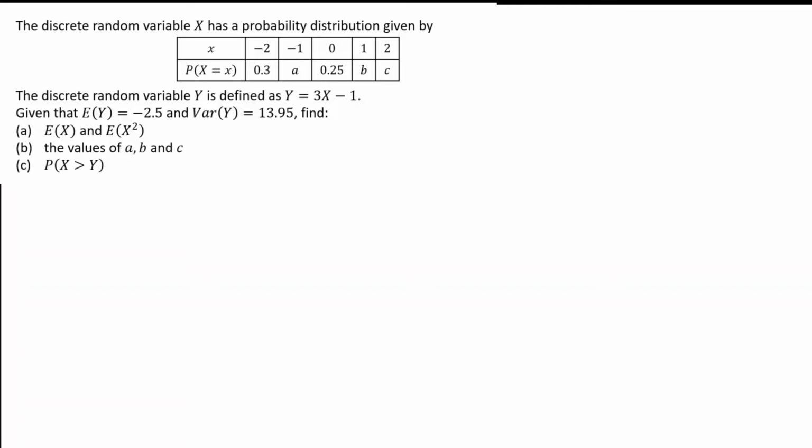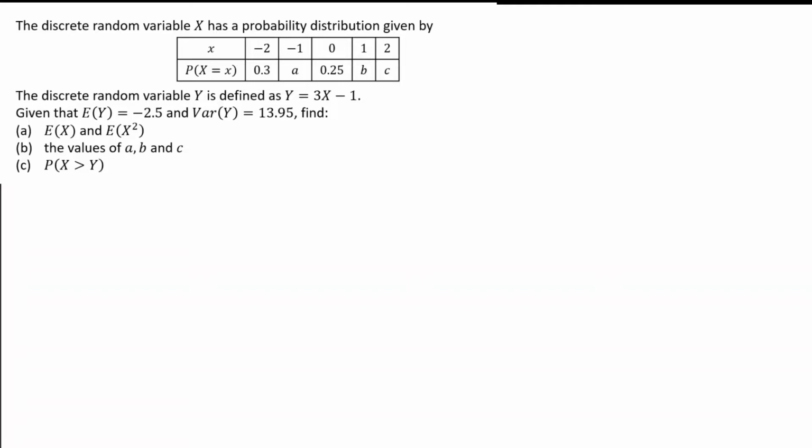In this question, we've been told that the discrete random variable x has a probability distribution as shown. So we have a sample space of possible outcomes from -2 through to +2. Probabilities are given, and there are 3 unknown probabilities, a, b, and c. Next, we're given the linear function y equals 3x minus 1. And then finally, we're given an expression for the expectation of y and for the variance of y.